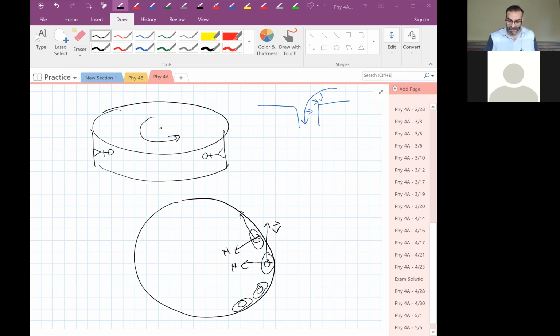Coriolis effect is a little different. We will deal with that when we get to angular momentum, okay? It's more of an angular momentum thing.